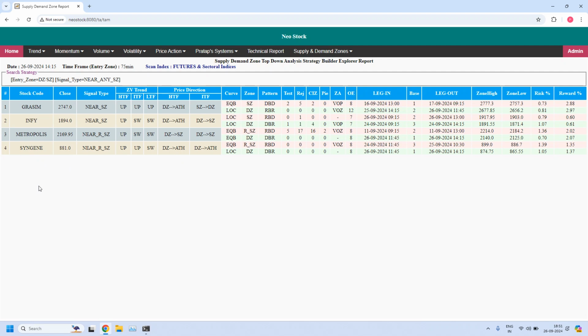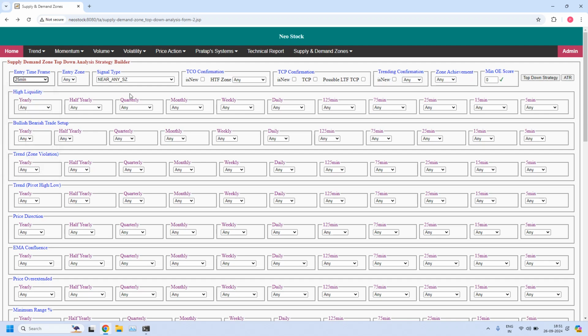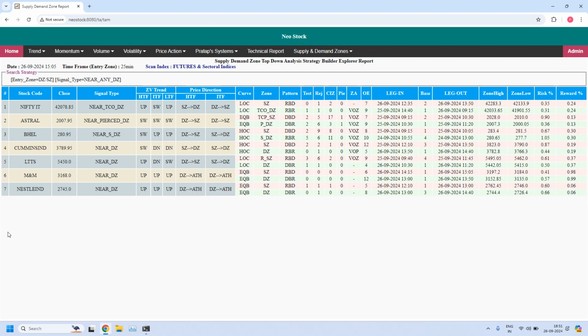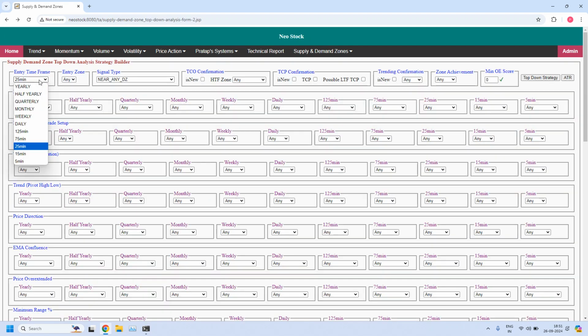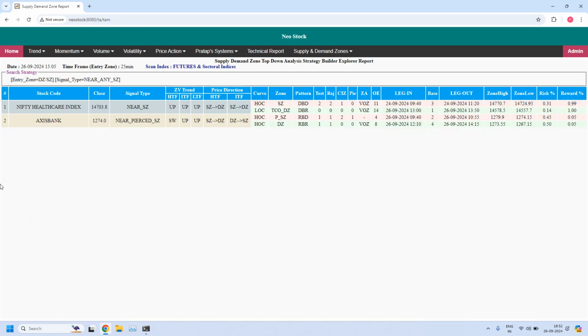One is daily high liquidity demand zone, and another one is 75 minutes high liquidity demand zone, and 75 minutes high liquidity supply zone. Okay, the next time frame is 25 minutes. Let us find the stocks near 25 minutes demand zone. 7 stocks are filtered. Next, for 25 minutes time frame, let's find the stocks near 25 minutes supply zone. 2 stocks are filtered.